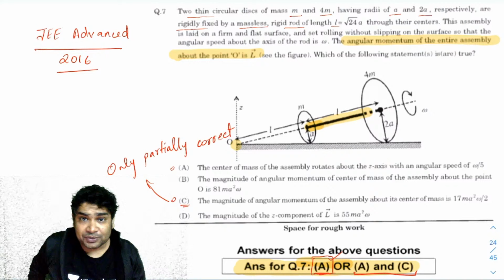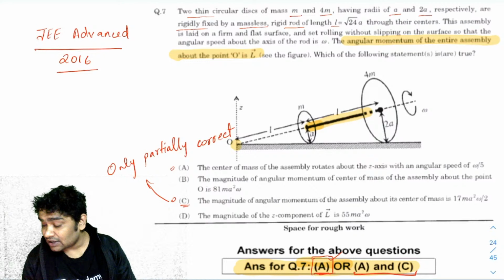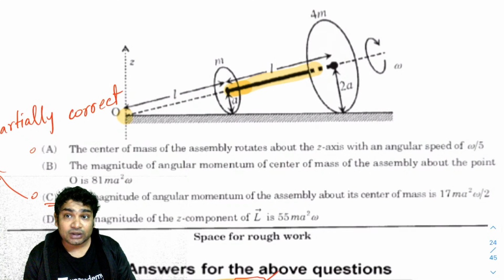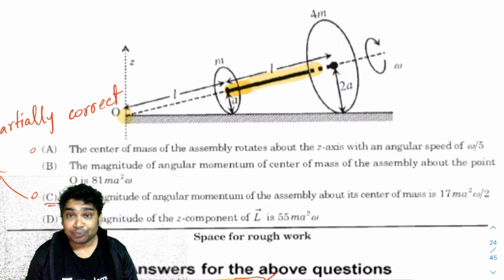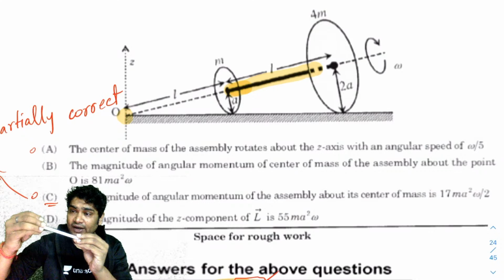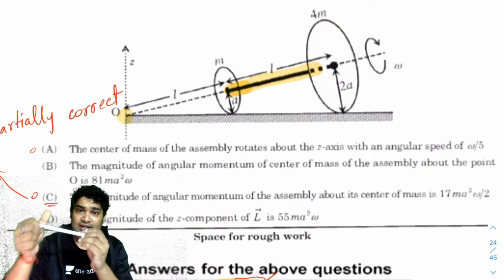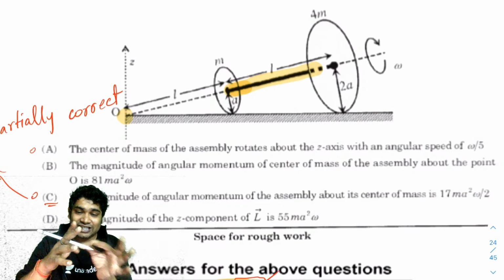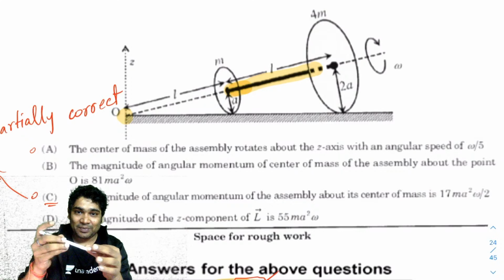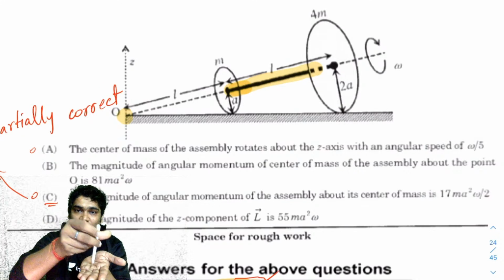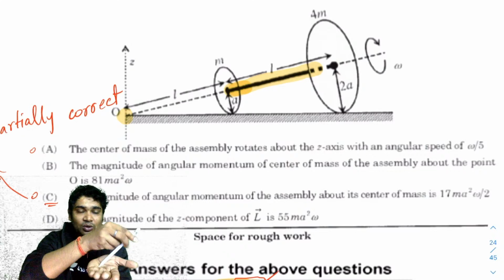Let's talk about the first option. What does the first option ask us? It says the center of mass of the assembly rotates about the z-axis with an angular velocity of omega by 5. Okay. So what is happening is that this thing is rolling and rotating like this. Imagine this is the pen, and imagine this part of the pen was not there. It starts from here somewhere. So this guy is rolling like this and rotating like this. Correct?